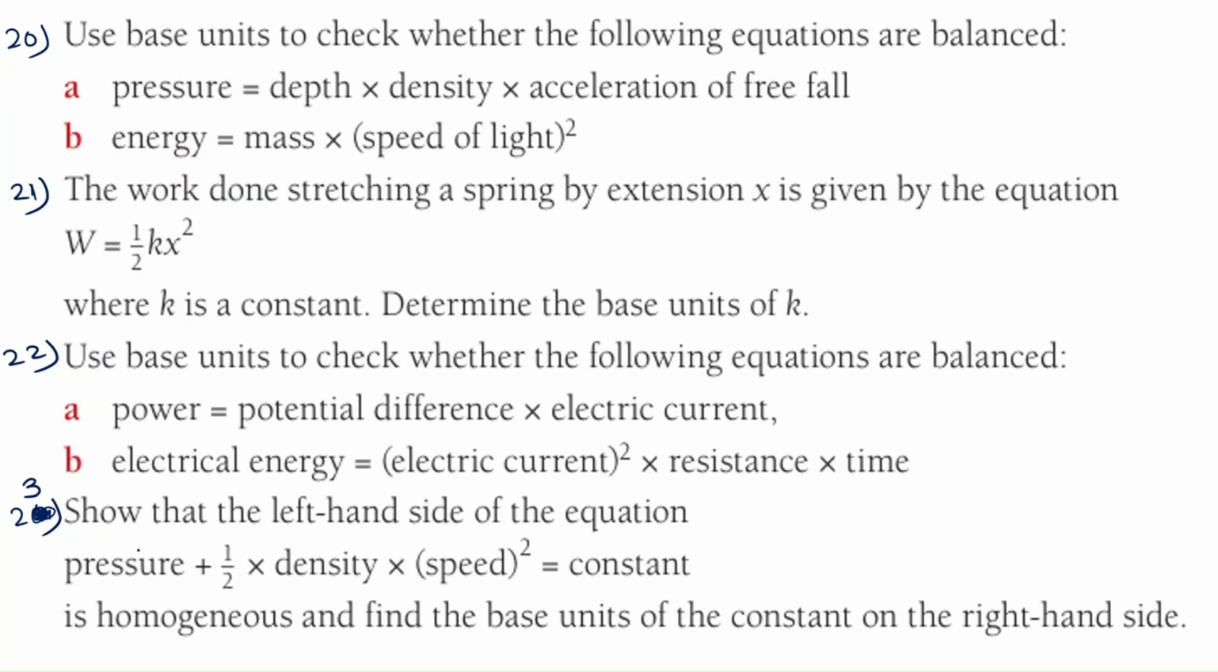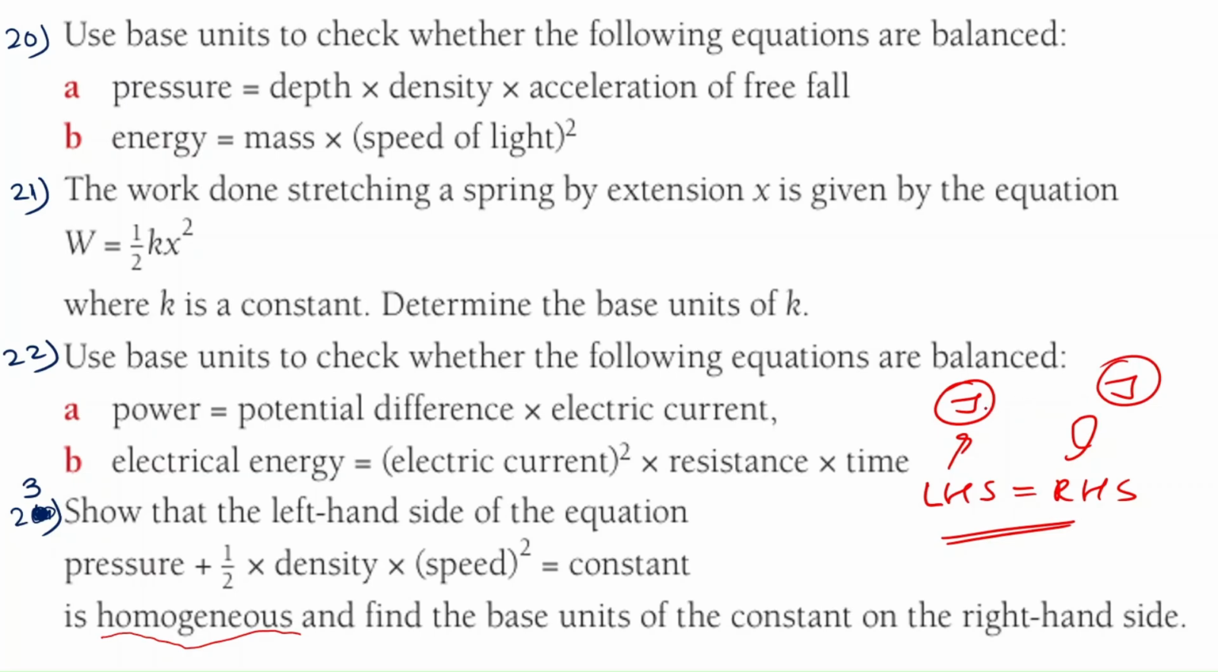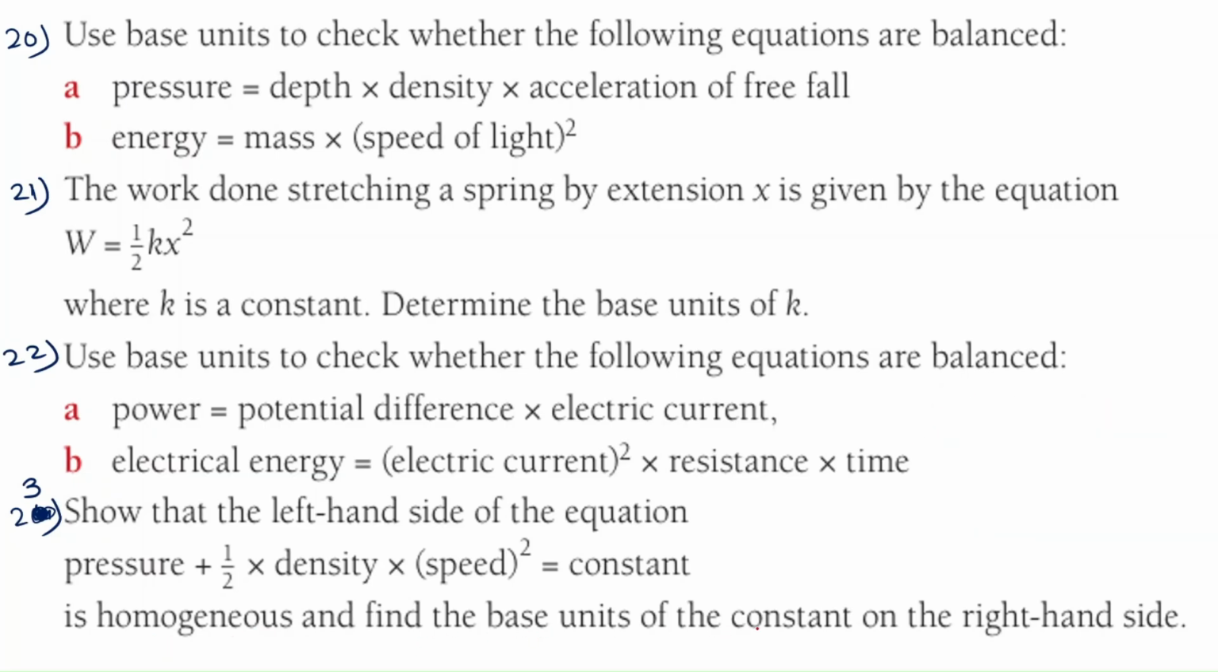Now, in question number 23, we show that the left hand side of the equation, pressure plus half into density into speed square is equal to constant, is homogeneous. So what do you mean by a homogeneous equation? It means LHS is equal to RHS. The unit is the same as on the right hand side. If it is joule here, it is joule here also. Now find the base unit of the constant. So we have to find the SI base unit of the constant on the right hand side.